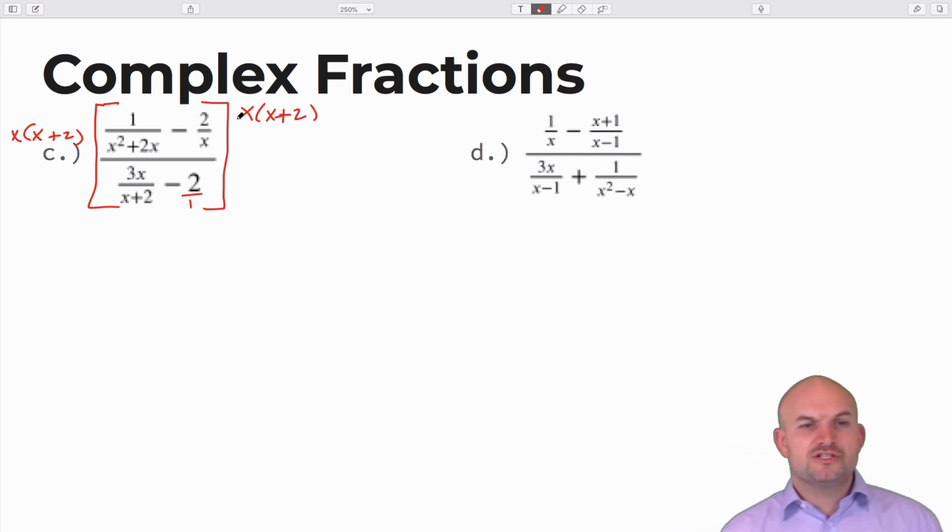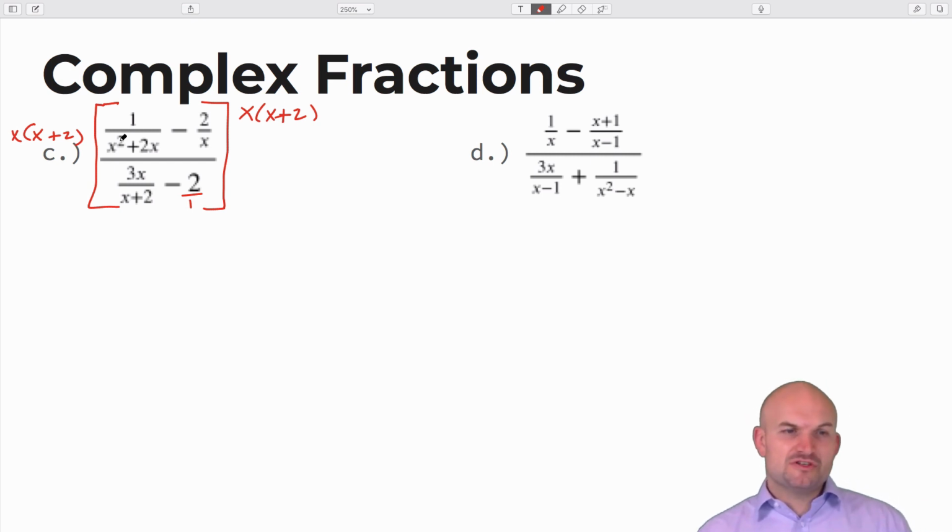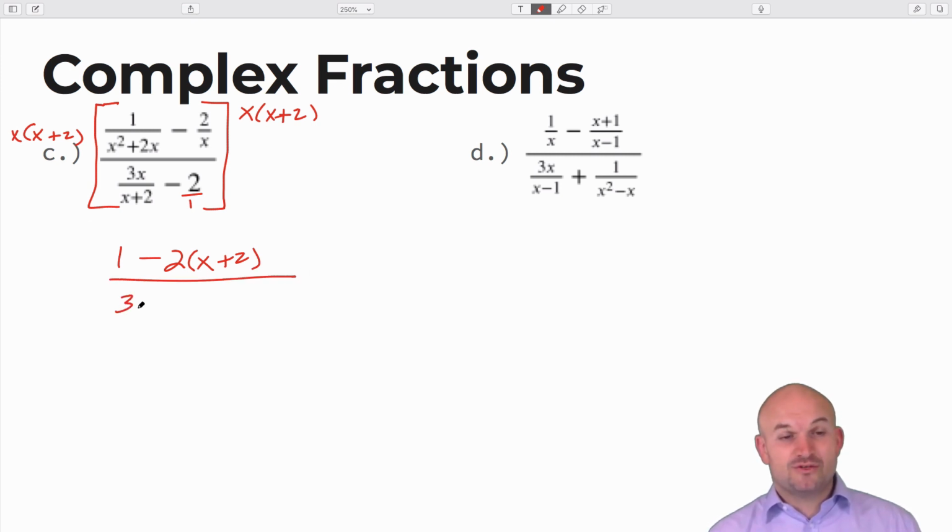So if I multiply x times x plus 2 times our first term, that denominator is going to divide into that, so that's just going to be a 1. Minus, here my x's will divide out, so I'll be left with a 2 times x plus 2. Here, my x plus 2's divide out, leaving me with a 3x squared. And then here, nothing divides out, so that's going to leave me with a negative 2 times x times x plus 2.